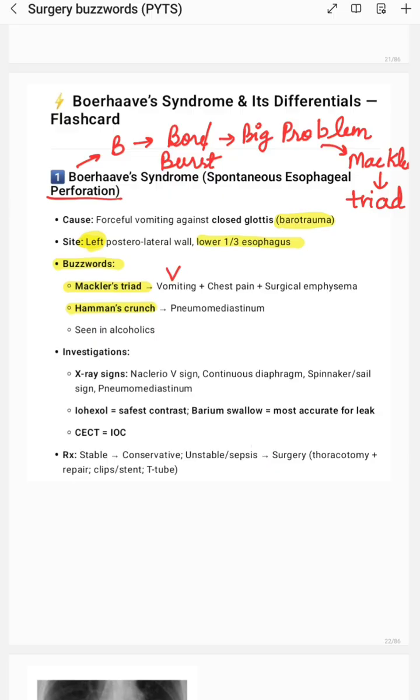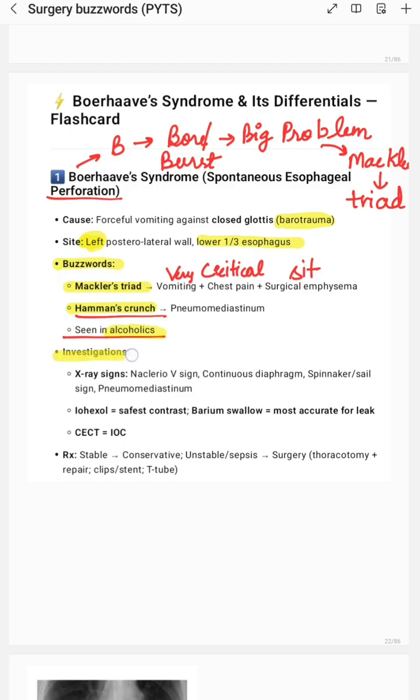The mnemonic is "very critical situation." So we can remember the components of Mackler's triad with this mnemonic. Very is vomiting, critical is chest pain, and situation is surgical emphysema. And one more thing we see here is Hammond's crunch. What is it? It is a pneumomediastinum. The air will be there in the mediastinum, and when we press it, there will be a crunching sound. And usually in the question the history of an alcoholic patient will be given.